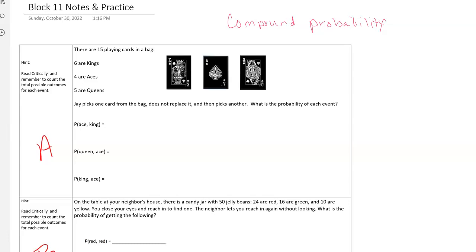So on this first one, it says there are 15 playing cards in a bag. So our total is going to be 15. And then they're telling you that 6 of them are kings. So there are 6 kings, and there are 4 aces, and then there are 5 queens. So if we add these all up, we should get 15 as our total.